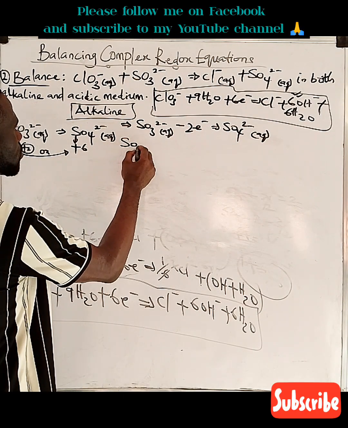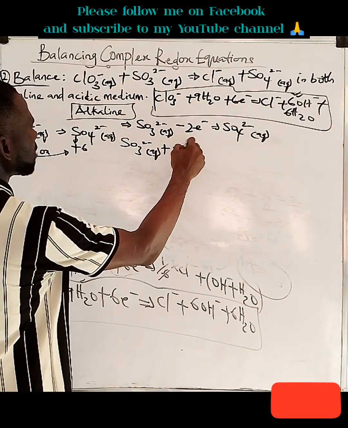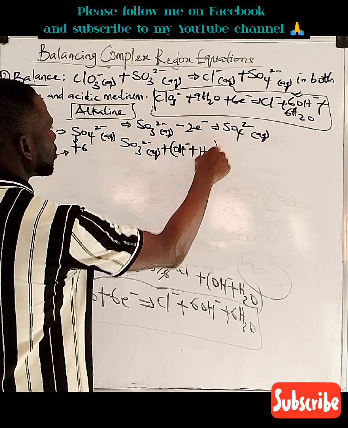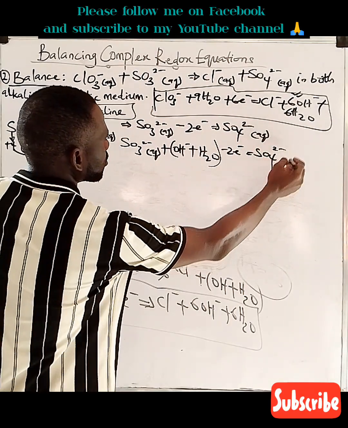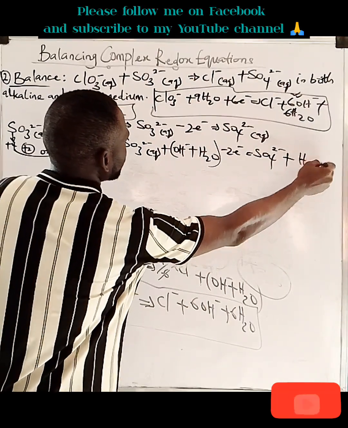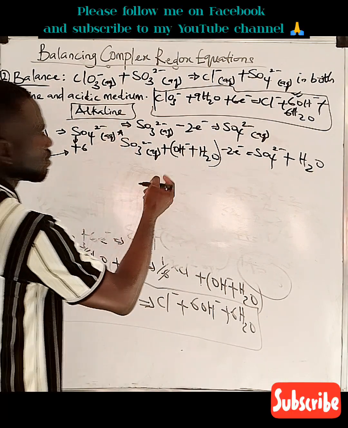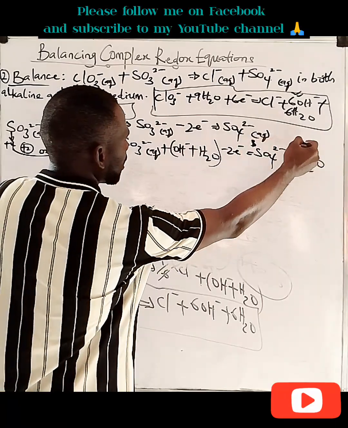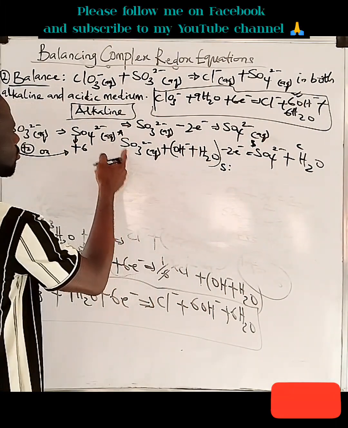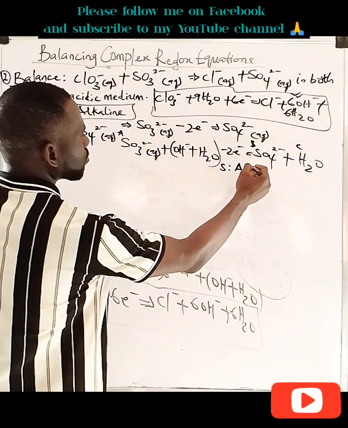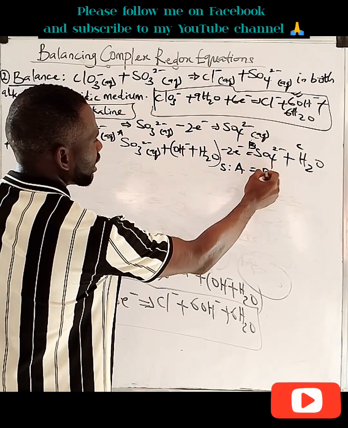So that will be SO3 2- aqueous, plus OH-, plus H2O, then minus 2 electrons equals SO4 2-, plus water on the other end. So quickly, let's balance this. This is A, I'm going to leave this out. This is B, and this is C. So let's balance it. The sulfur here is one atom, 1 times A is A. The sulfur here is one atom also, with coefficient B. So A is equal to B.